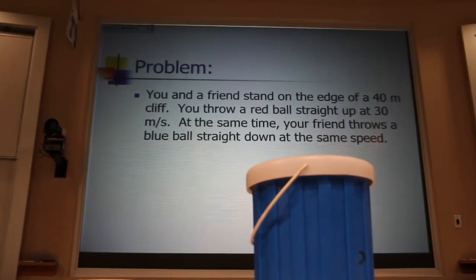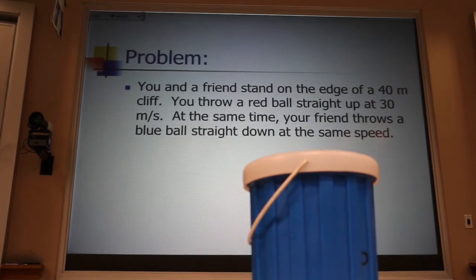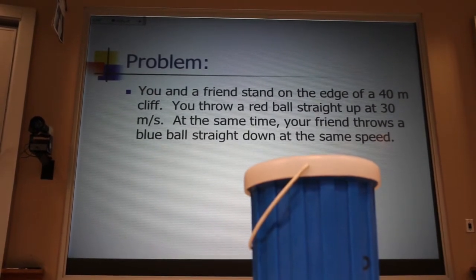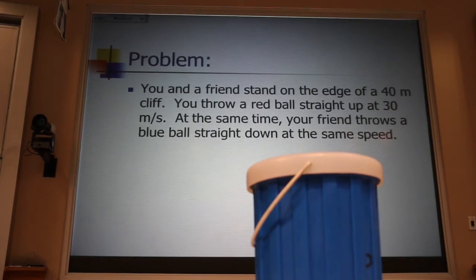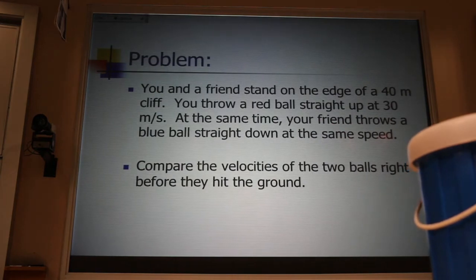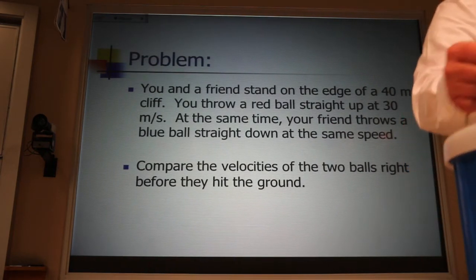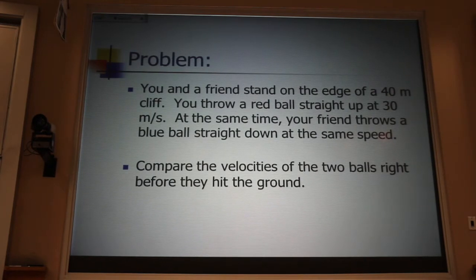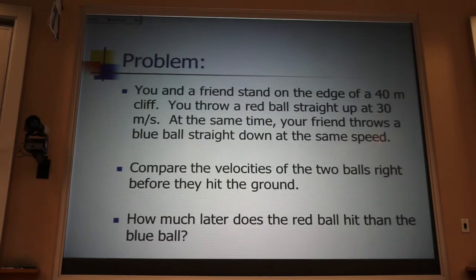Last day we talked about this problem at the end of class. You and a friend stand on the edge of a 40-meter cliff. You throw a red ball straight up at 30 meters per second. Same time your friend throws a ball down at the same speed. We wanted to know which was going faster right before they hit the ground, and how much later does the red ball land on the blue ball.